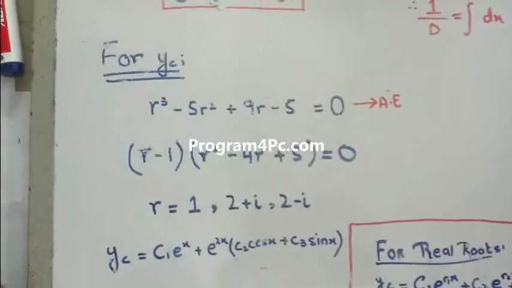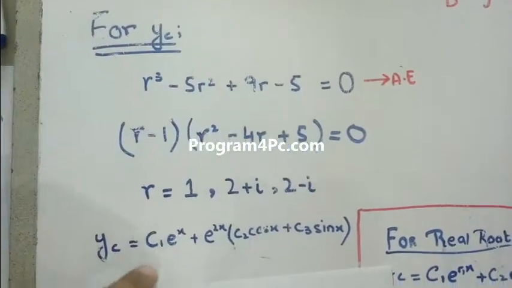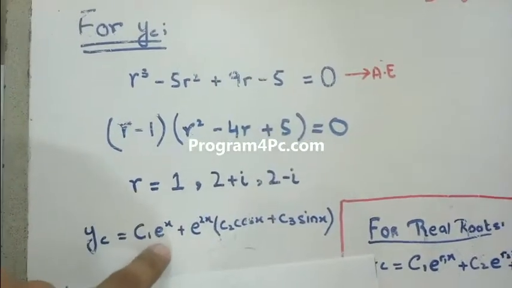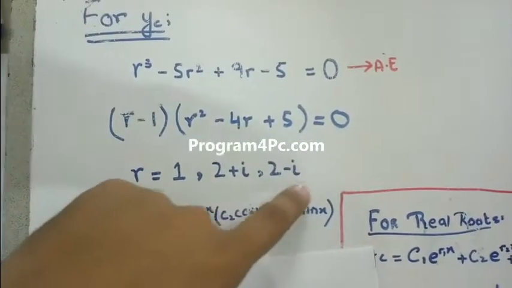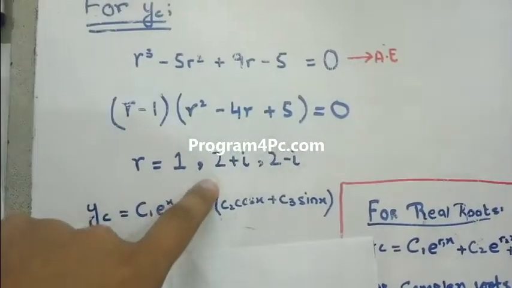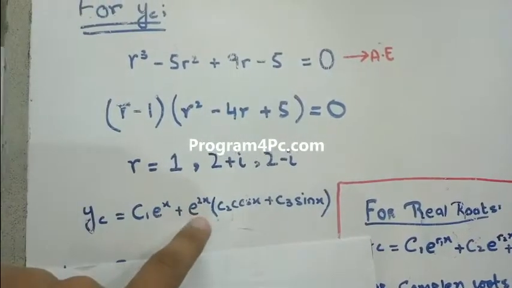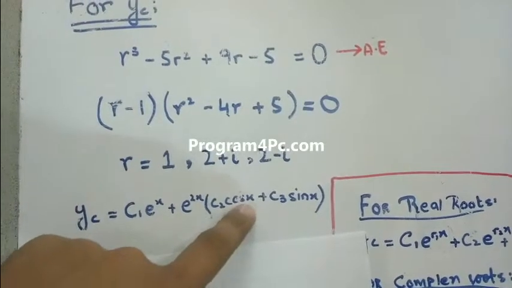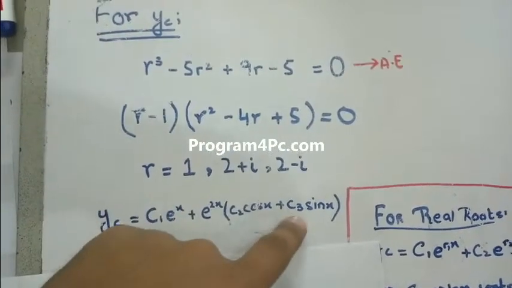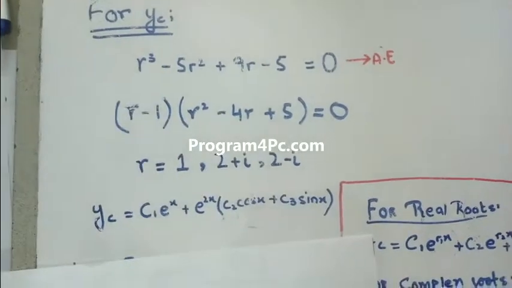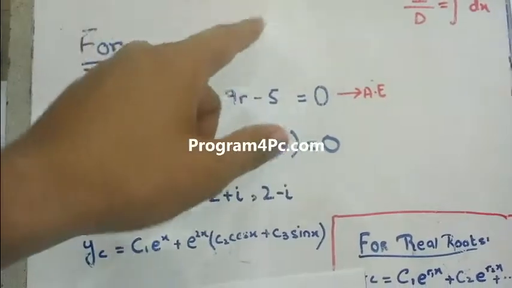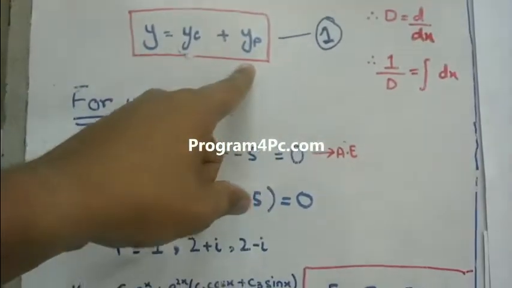Now the roots will be like this. For the real root, c1 e power x, here a equals 1. For the complex roots, it is written as e power 2x, where a equals 2, and c2 cos x, where b, the imaginary part, equals 1, plus c3 sin x. Here we have the value of the complementary function, and now we find the particular integral.